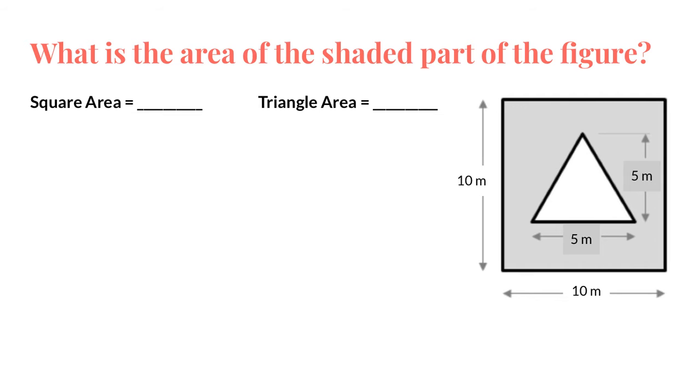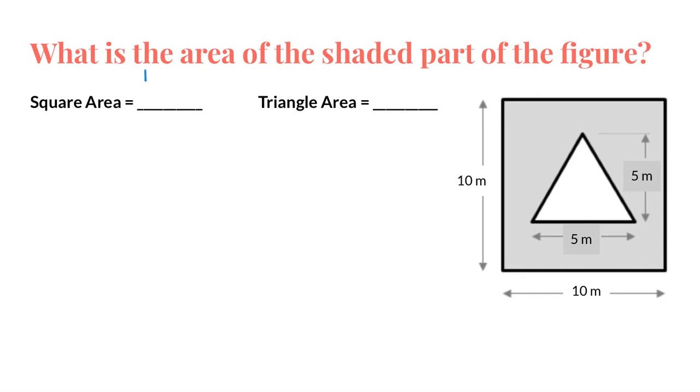All right, let's wrap up the review. We're finding the area of the shaded part of the figure. The hint that you were given was that you need to find the square's area, and then you need to find the triangle's area. How would we go about finding the square's area?